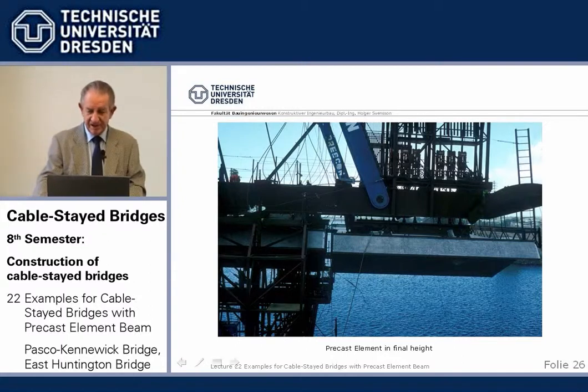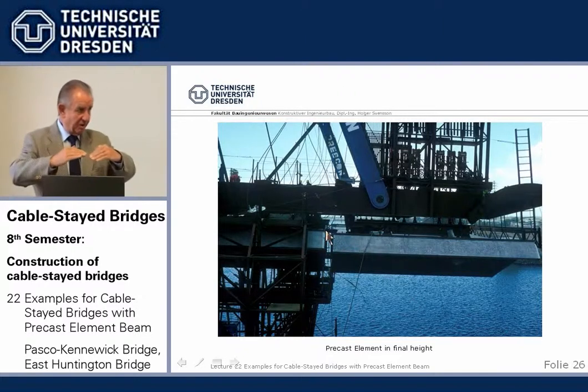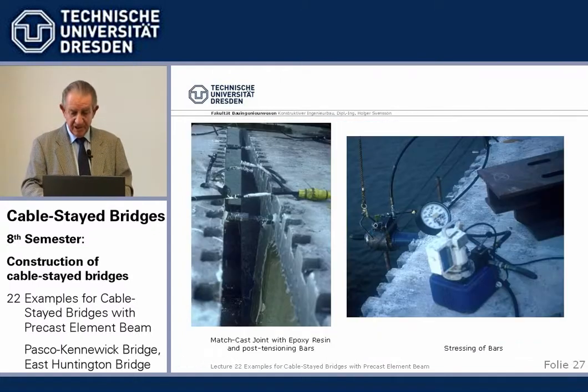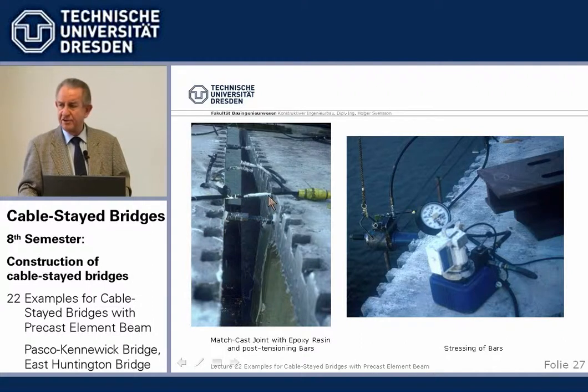We see here an element being lifted up and aligned so that it fits the formerly installed. And then we have to do two things. We see here the installed and the new one. We have to trowel the concrete surface with epoxy resin. So it's covered both sides thickly with epoxy resin.